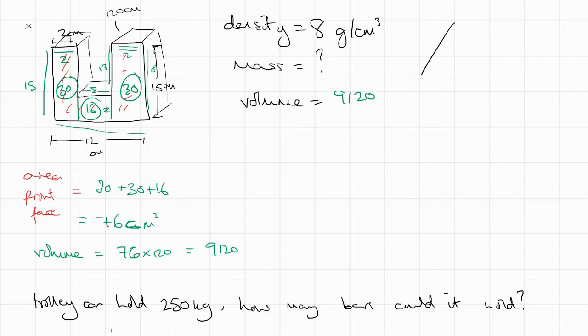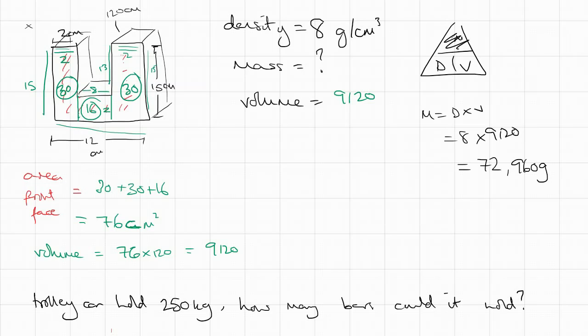So let's go ahead and find the mass. Density equals mass over volume. So mass equals density times volume, so it equals 8 times 9120. When we go ahead and do that, we're going to get 72,960 grams. What we're checking is in kilograms, so I'm going to convert this into kilograms. And to do that, we divide by 1,000, because there's 1,000 grams in a kilogram. So it's going to be 72.96 kilograms.